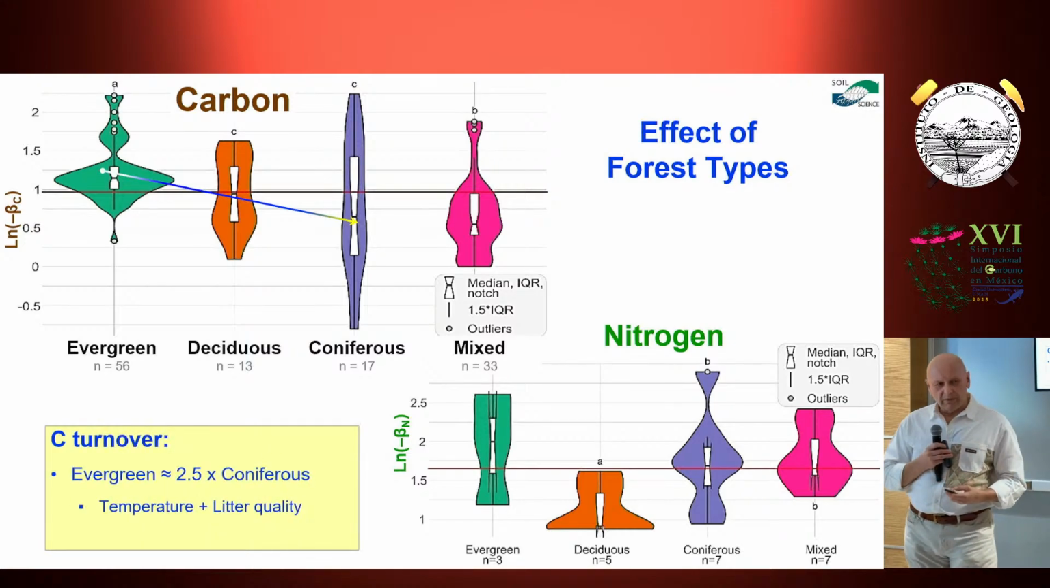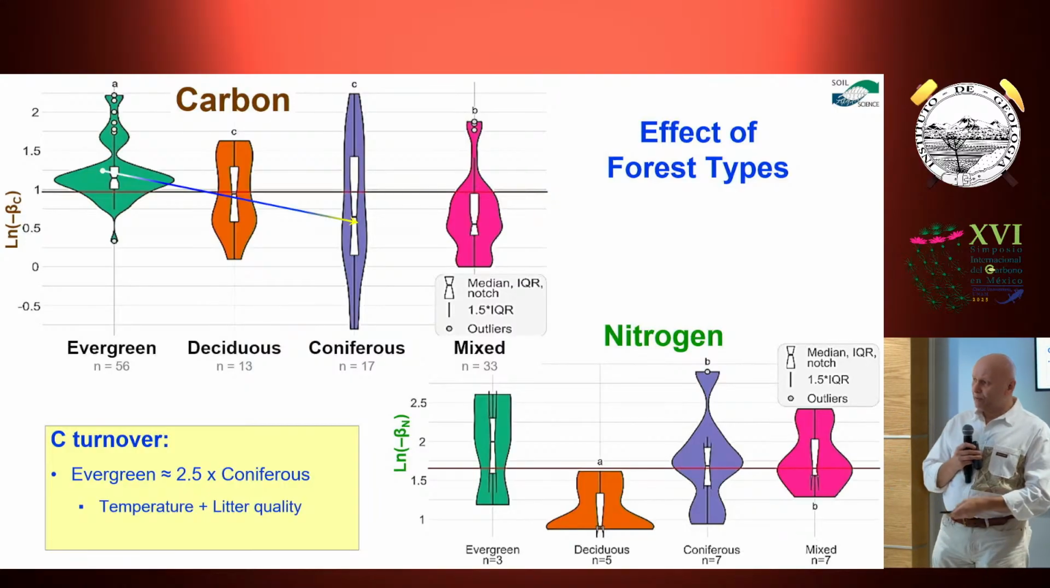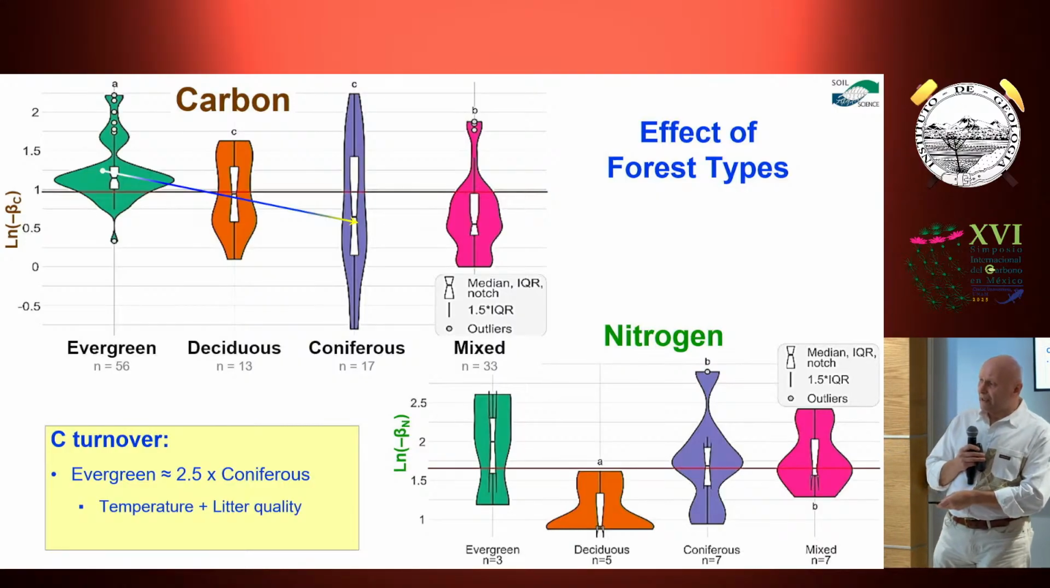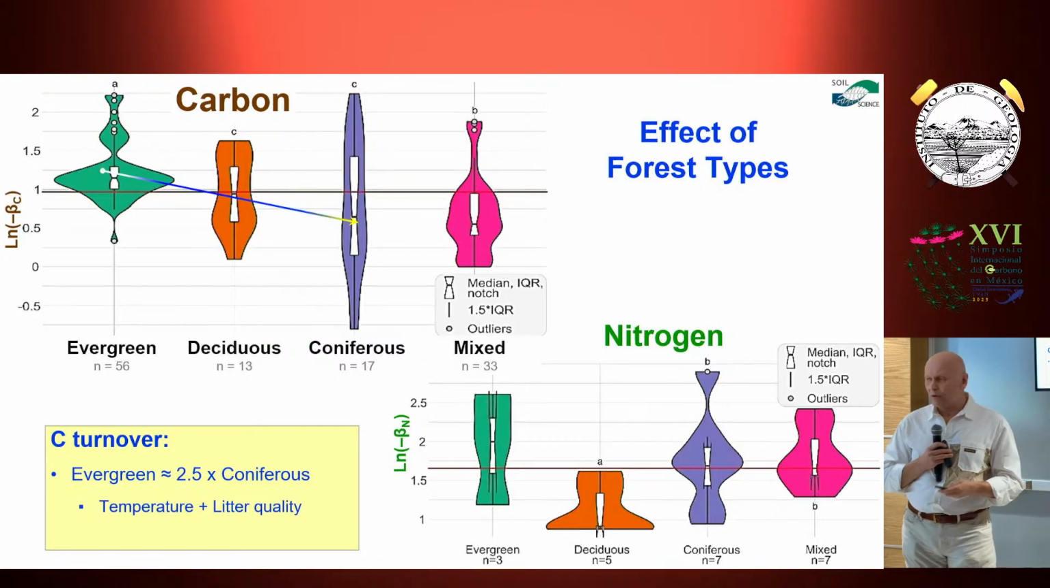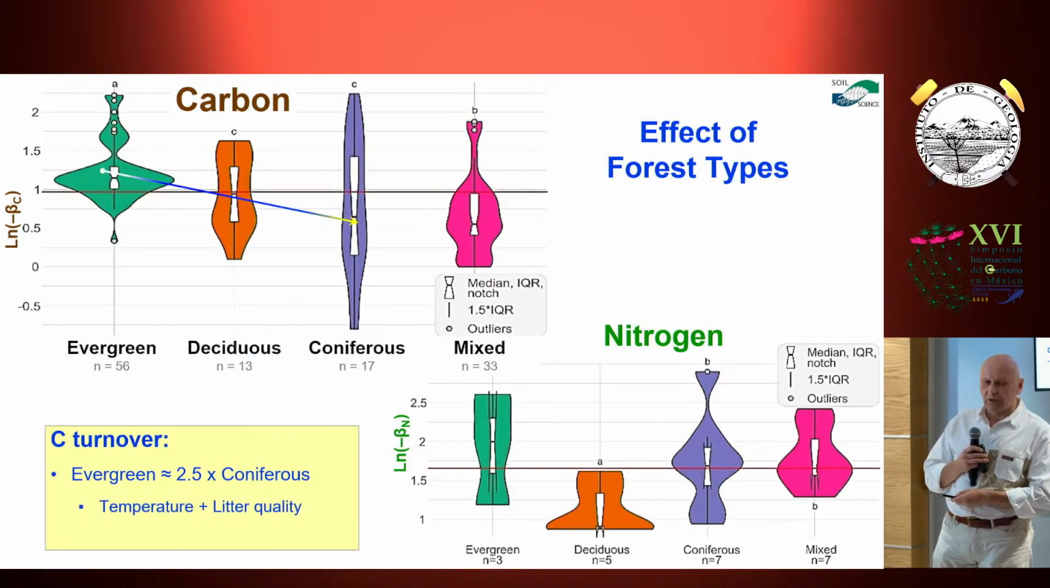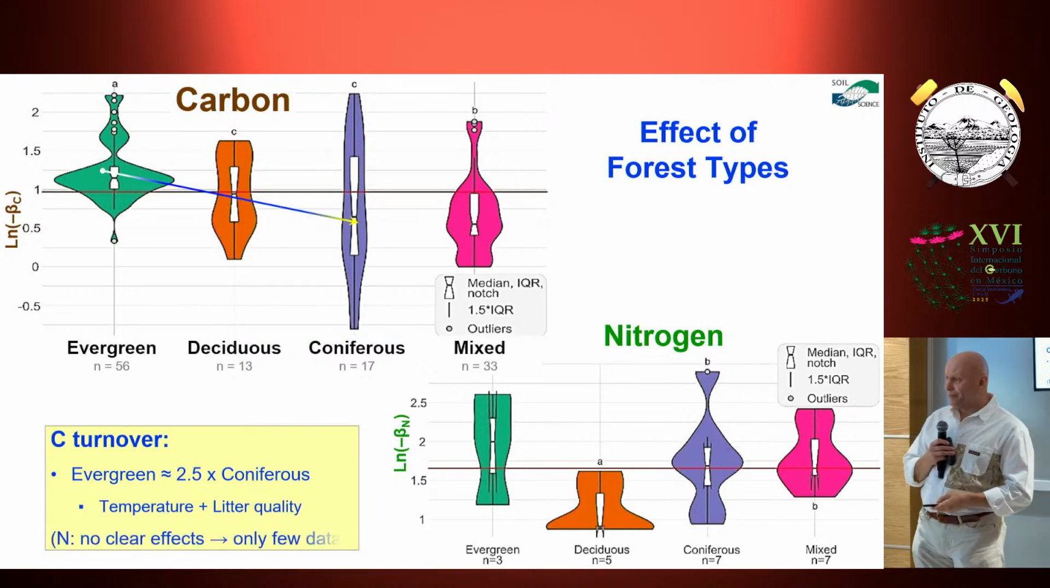And probably there are 2 mechanisms. One mechanism which I mentioned before is the temperature, because surely the temperature in evergreen and deciduous forests is usually higher than in coniferous and mixed forest. But the second is the litter quality. Coniferous litter will have a lot of lipids, a lot of lignin, and it will be decomposed more slowly, and consequently also turnover in soil is slower.